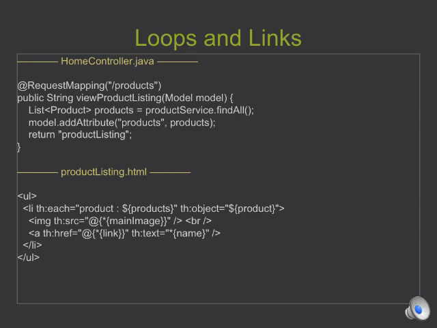So here we've got in our model, keyed by the word products, just some list of products. Then in our Thymeleaf template, the new thing here is this th:each tag, which will repeat each of these li elements for each of the products that are in your model.